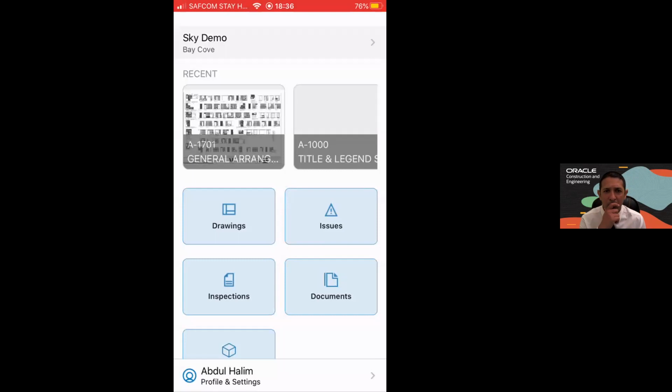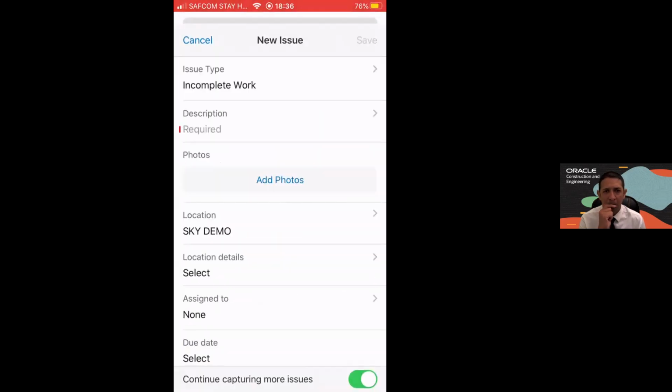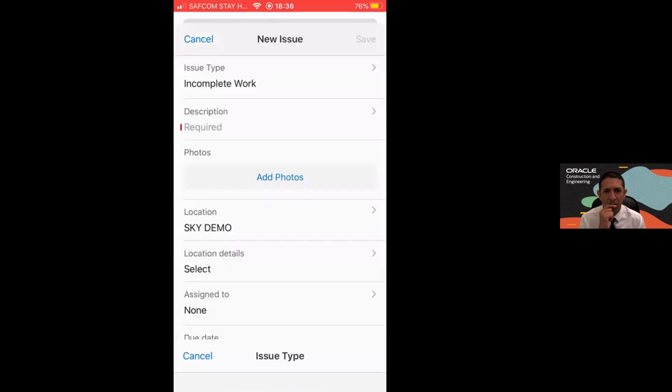But what I'm going to do very quickly is, let's say we are in an inspection. We are inspecting various works, and my inspector sees an issue. So I'm just going to create a new issue here. I'm going to call this a defect.